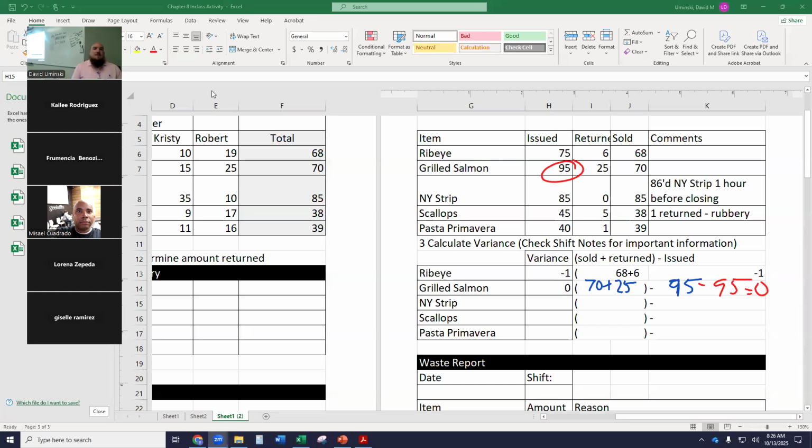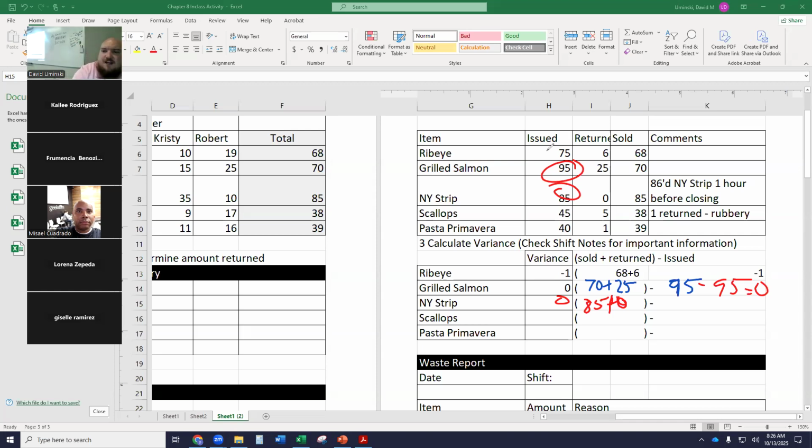Okay, so New York strip. If we look at our usage report, how many did we sell? We sold 85. And how many were returned? 0. And so then 85 minus 85 is 0. We have all of our New York strips accounted for. Okay.